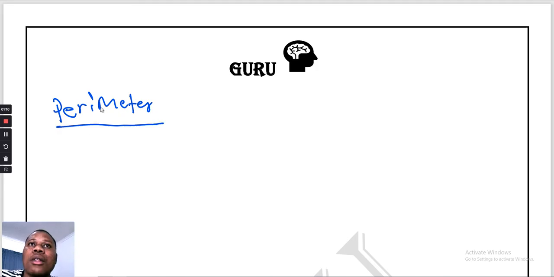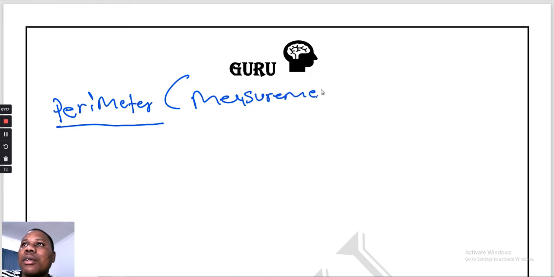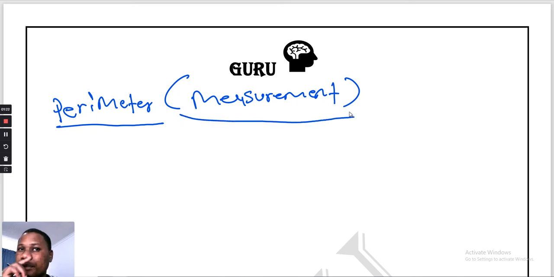We are going to do the perimeter, which falls under measurement. Now let me set this up. Okay, first things first, I will explain that.